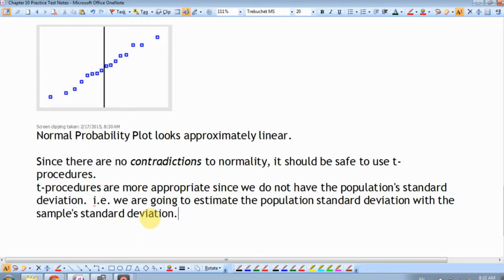Sorry, so one more time, the only times you're going to use Z are if the standard deviation of the population is known, or if we're dealing with proportions? So anytime it's with means, it's just T's unless they give us sigma.